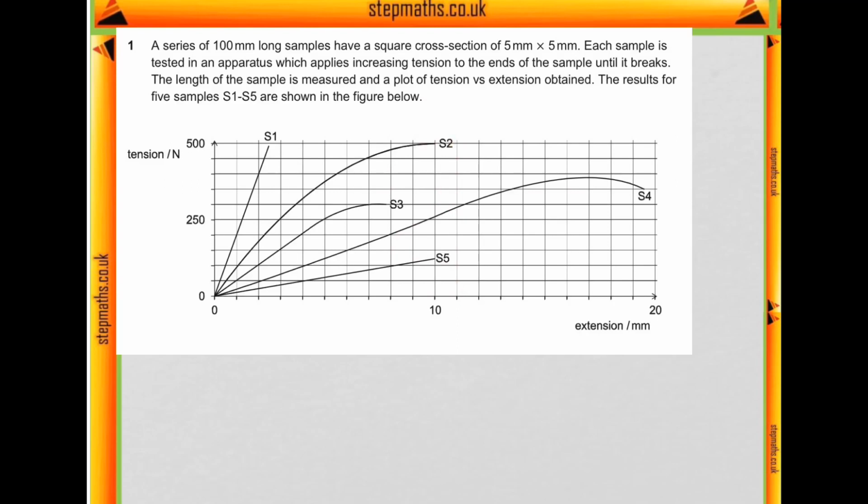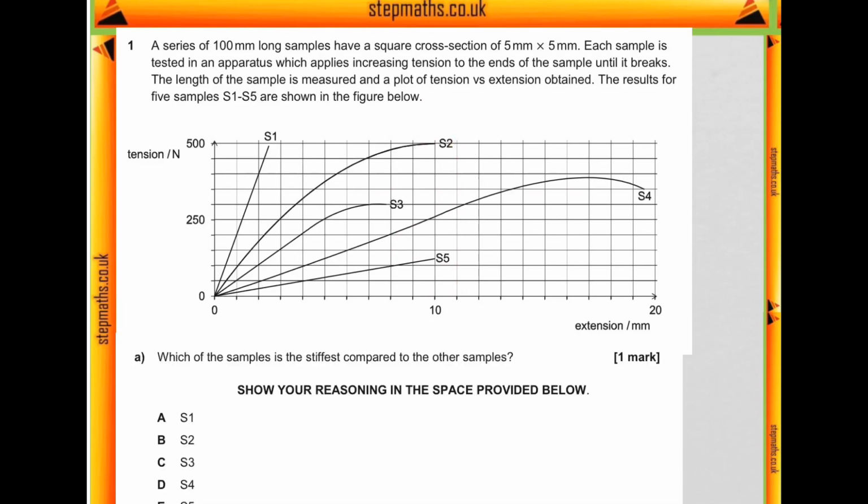Okay, so let's try part A of the question. The first part asks which of the following samples is the stiffest when compared to the other samples. So what is stiffness? Well, if we recall, for something that obeys Hooke's law, F equals Kx, the spring constant K is the stiffness. So on this graph, what we're looking for is the gradient. The gradient is going to give us the K. As we see, S1 is the steepest, therefore the stiffest sample is just going to be S1, which is A. Let's now move on to the second part of the question.